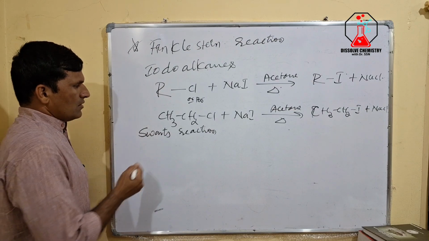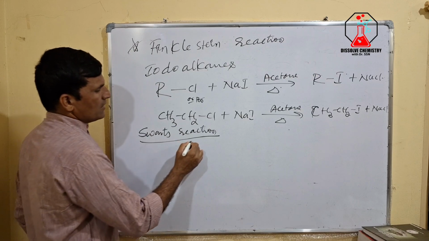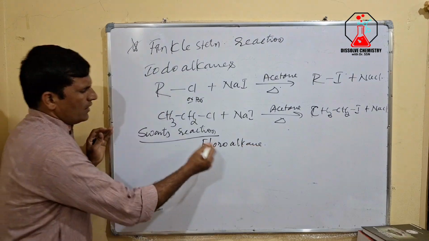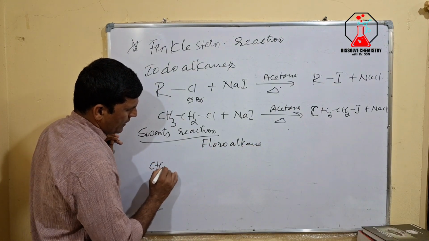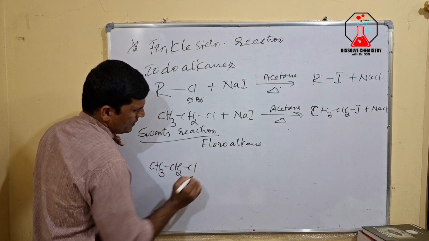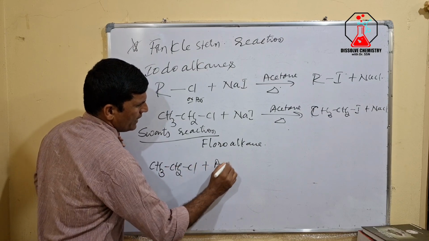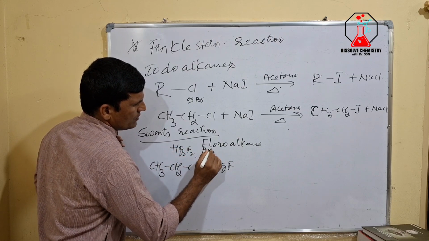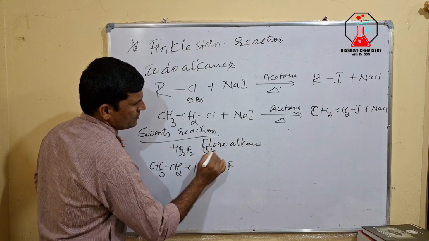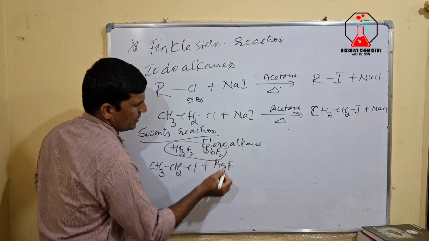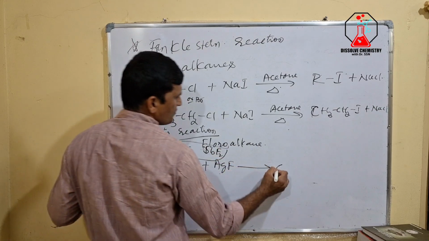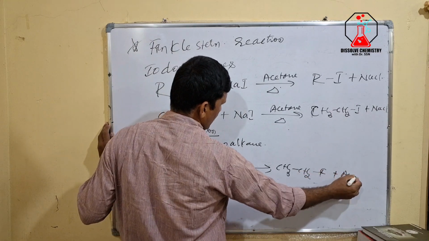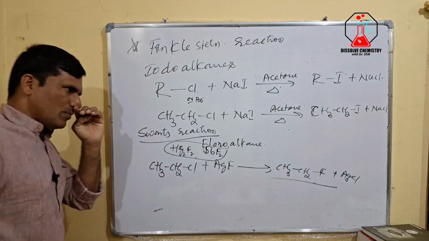So what is this Swarts reaction? This reaction is used to prepare fluoroalkane. First, make note of this point. How can we do this? We can use an alkyl halide, alkyl chloride, for example CH3CH2Cl, and you have to take silver fluoride, or you can use mercury fluoride, or antimony fluoride, SbF3. Any of these reagents you can use, to get CH3CH2F plus AgCl. This is how the Swarts reaction is brought about.